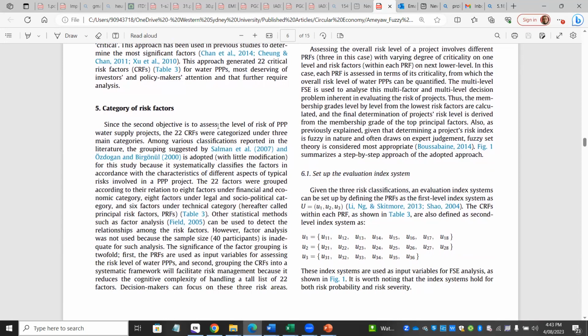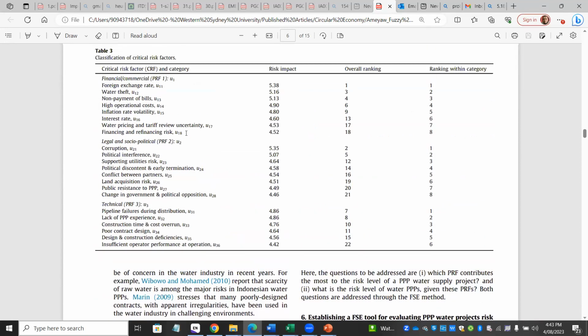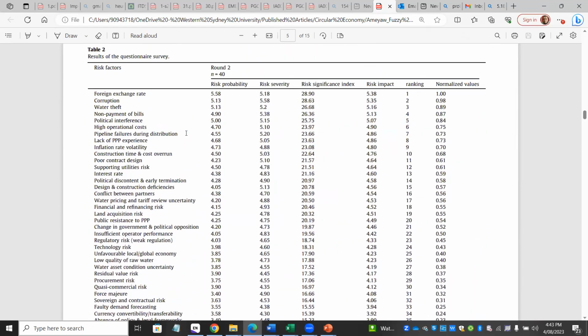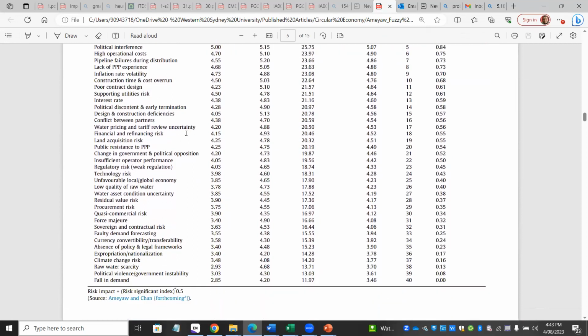Since the second objective is to assess the level of risk of the 22, after the criticality was done, I think the remaining ones were 22. Yes, 22. So you can see, from here, the remaining ones were 22.